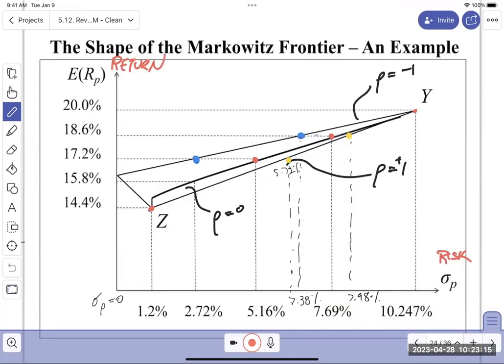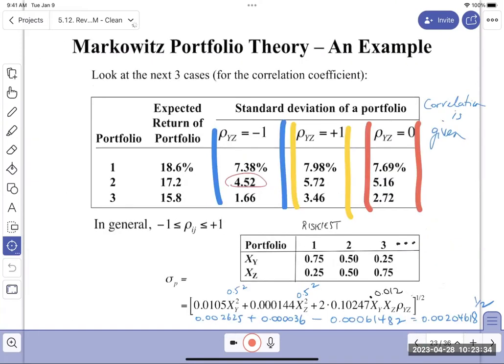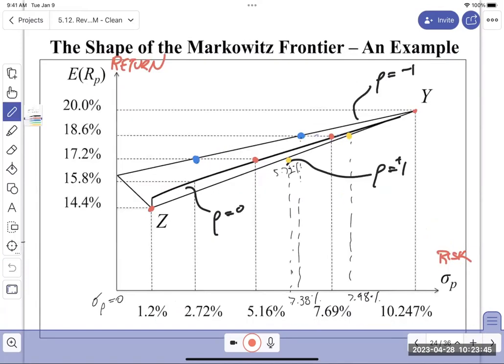So the point of this drawing is to show you that for correlation equals -1, you can completely diversify away risk. And you could find this set of weights to do that. The way you do it is you would take this formula and set the formula to 0 and solve for the weights. You can actually do that. This is called the minimum variance portfolio.